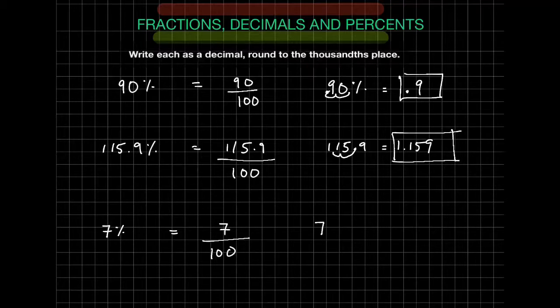Okay, this number 7%. Okay, we have the number 7. Remember there's a decimal there. We're really working with 7.0. We're just going to go 1, 2. So we get our answer is 0.07. Okay, 7% written as a decimal is 0.07.